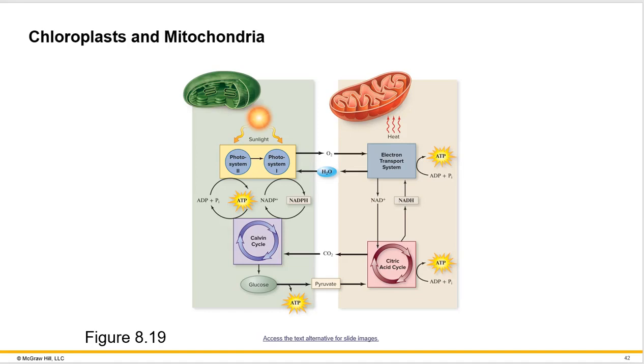This is the relationship between chloroplast and mitochondria, photosynthesis, and cellular respiration. They really kind of go hand in hand. They're 2 biochemical processes that are kind of married through evolution.